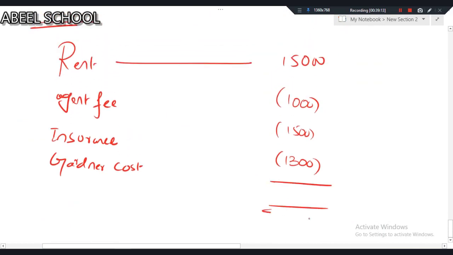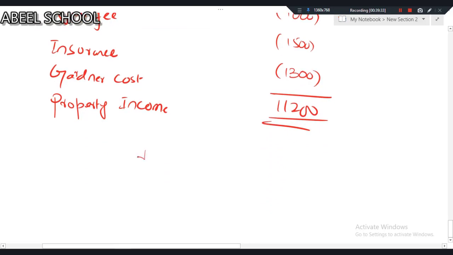Let me use the calculator. Here comes your assessable property income. 15,000 minus 1,000 minus 1,500 minus 1,300. The property income is 11,200 and property income is a non-saving income. Non-savings income. We have saving income.